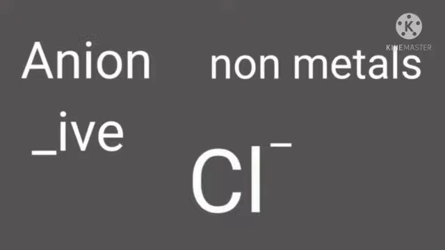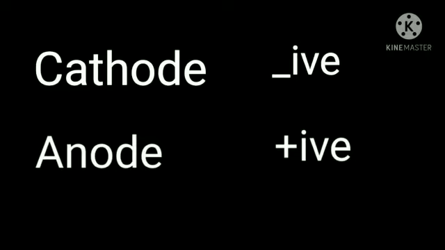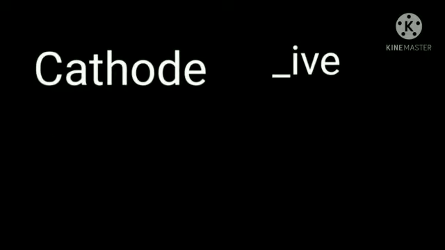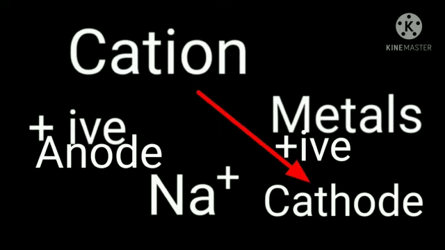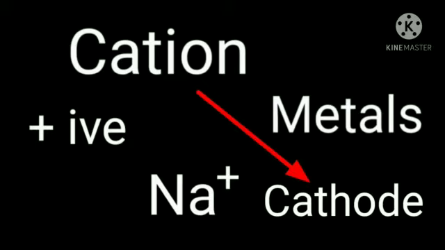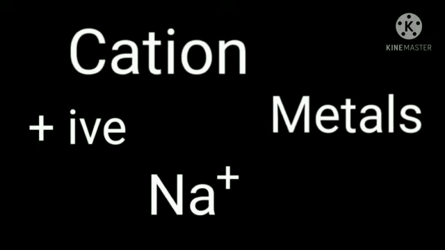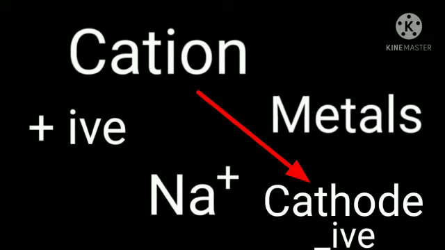Next, cathode. Cathode is the electrode which is connected to the negative terminal of the battery in electrolysis. Anode is connected to the positive terminal of the battery. Cathode is negative and the anode is positive. Cations migrate towards the cathode because cation is positive charge and the cathode is negative charge.